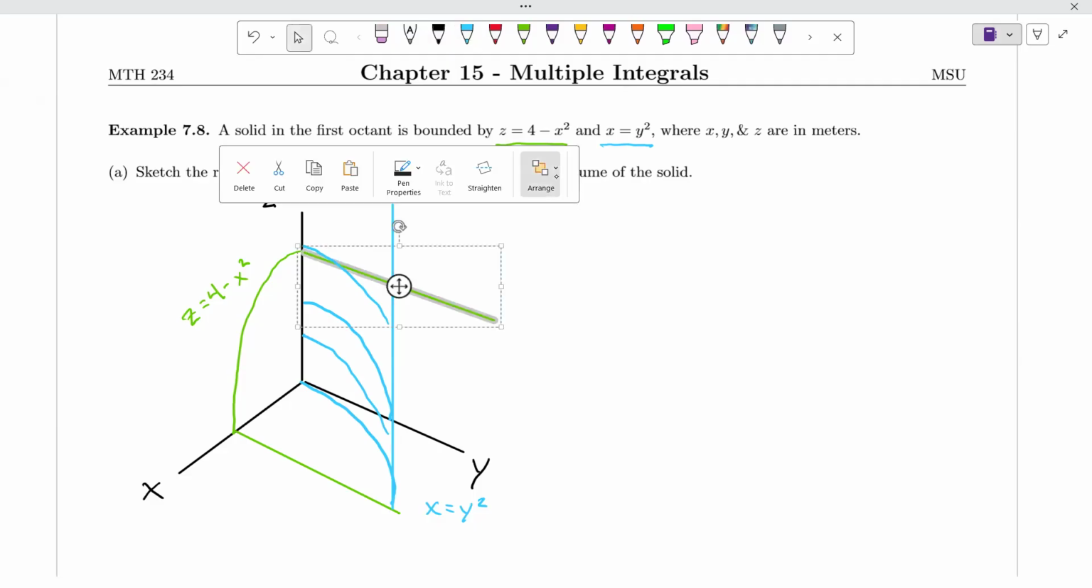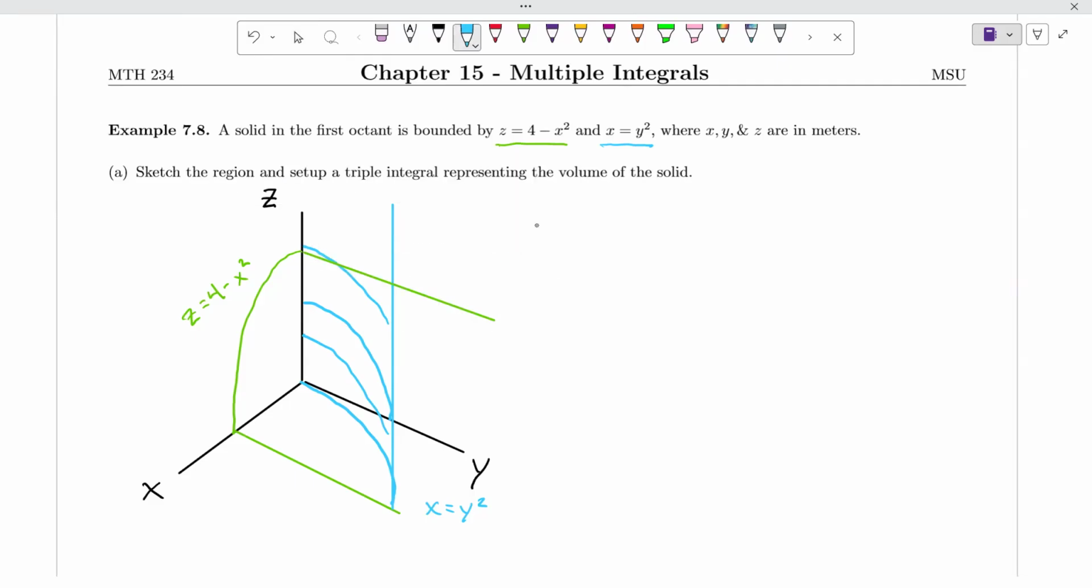Can I arrange, bring to the front, put the green line in front of the blue lines? Because then I want to do the same thing with these green parabolas. They should all connect up like this. The last one kind of going over here. And maybe roughly we can start to see our figure take shape.